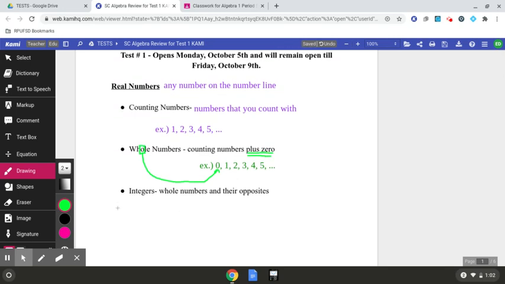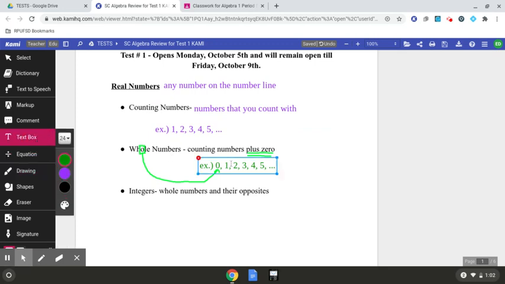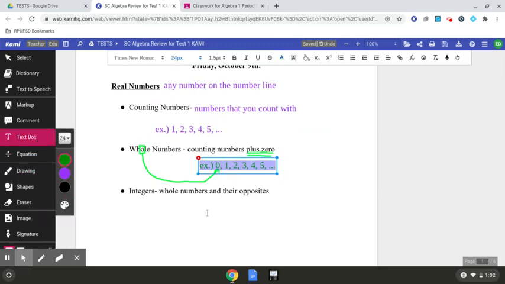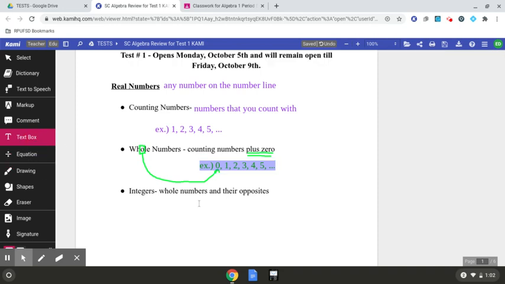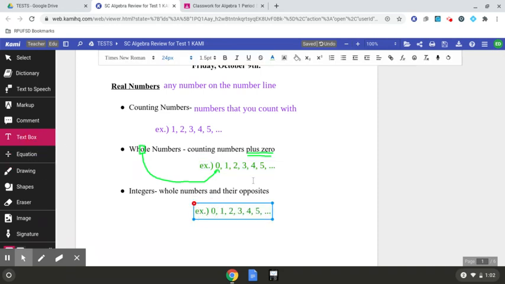Okay, integers now are all of my whole numbers. So basically, those are all of my whole numbers. Okay, and now we're going to add in their opposites. So we're going to include numbers like -5, -4, -3, -2, -1. So it's all the numbers that previously existed from whole numbers, and now what we're adding in is negatives.